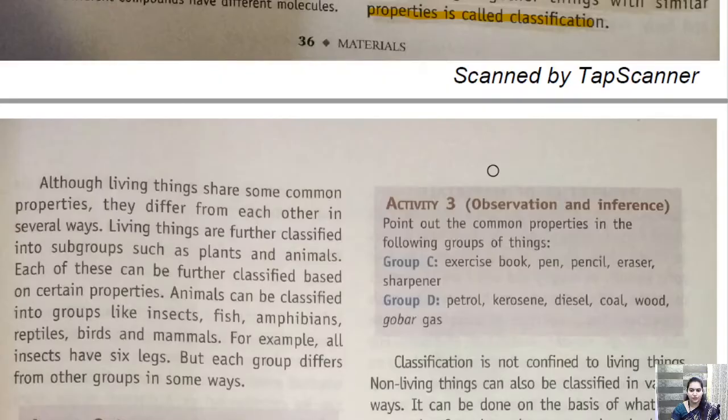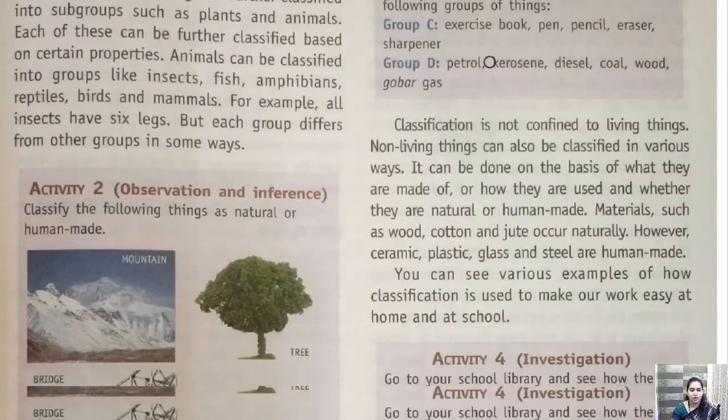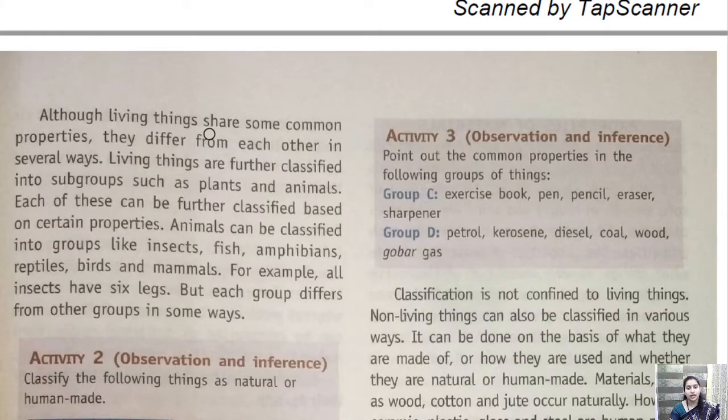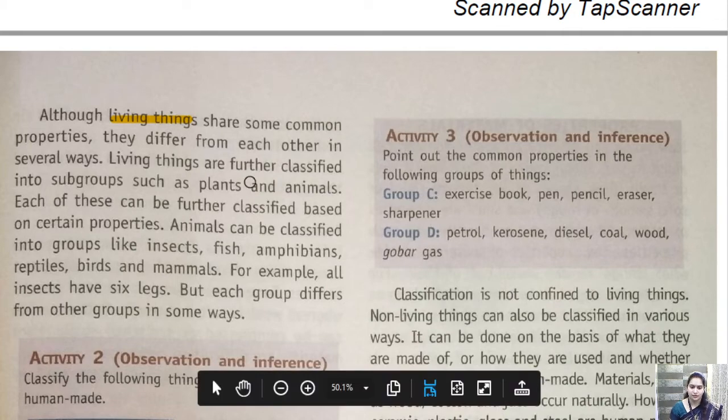Then the definition of classification is important. We know that we classify all things. We classify living as well as non-living things, biotic as well as abiotic components, both we classify. It is not that only living things are classified; even non-living things can be classified.